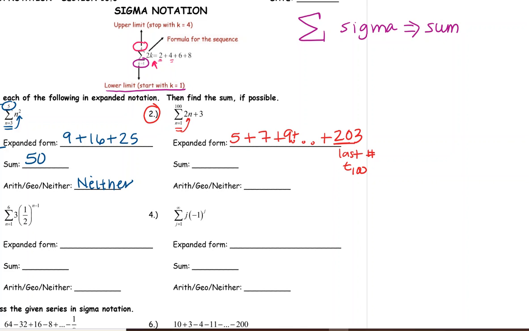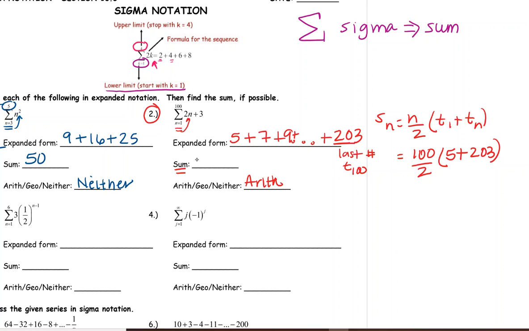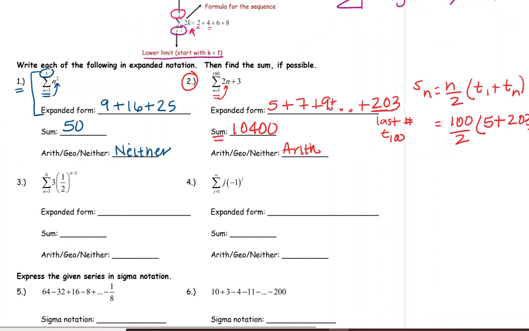Okay, these terms have a common difference of 2. So this is an arithmetic series. And then again, this part here is a review. So if you want to find the sum of 100 numbers in an arithmetic series, that formula is n over 2 times t sub 1 plus t sub n. So for our purposes, that would be 100 over 2 times the first term, which is 5, plus the last term, which is 203. And then we would work out that sum, and it turns out to be 10,400.